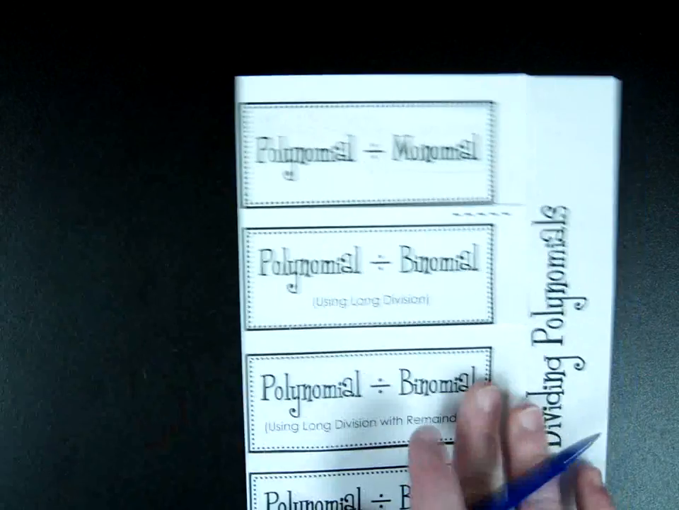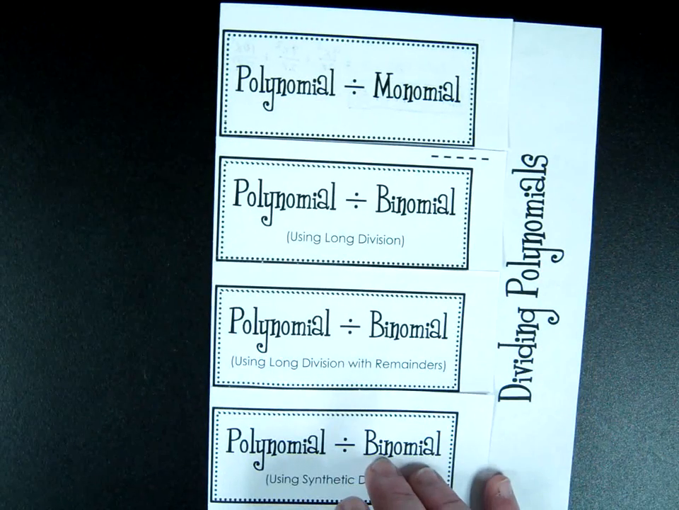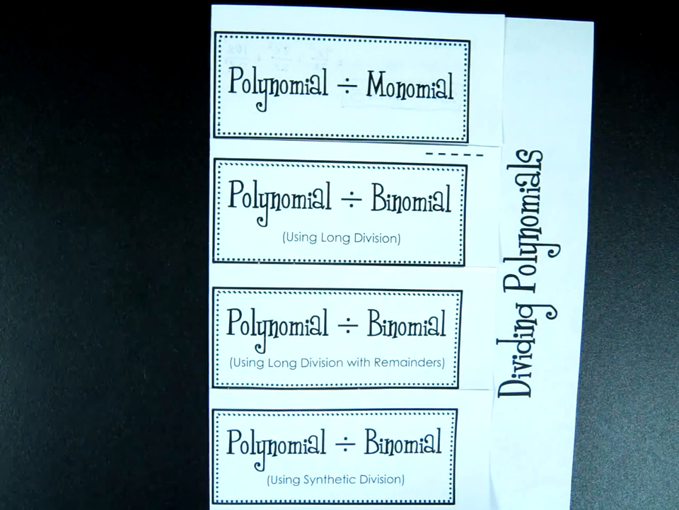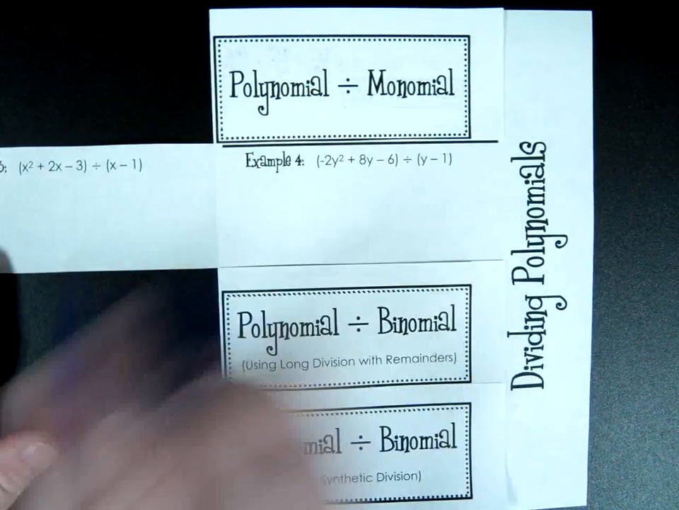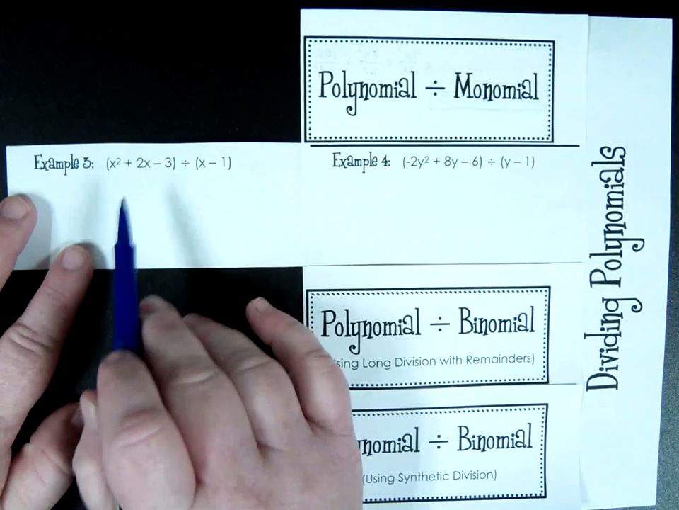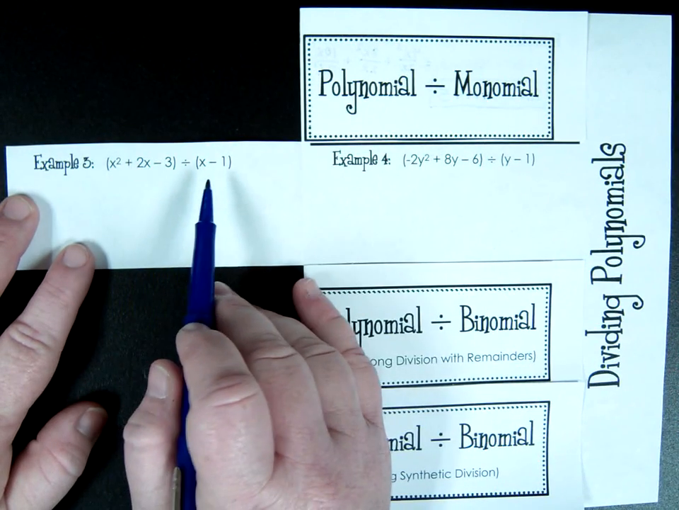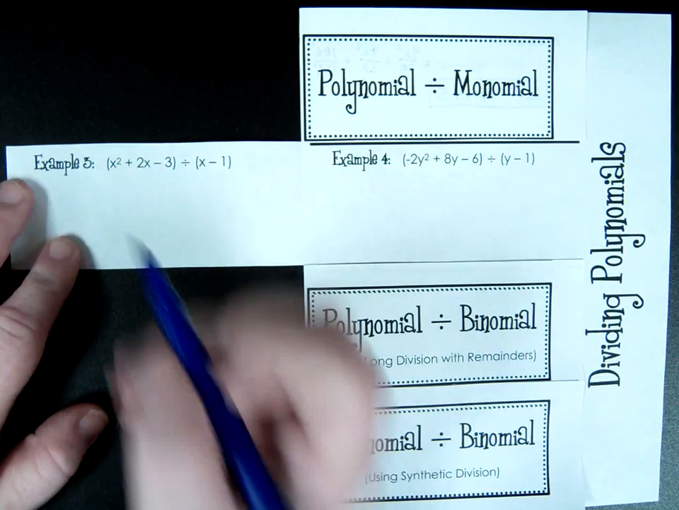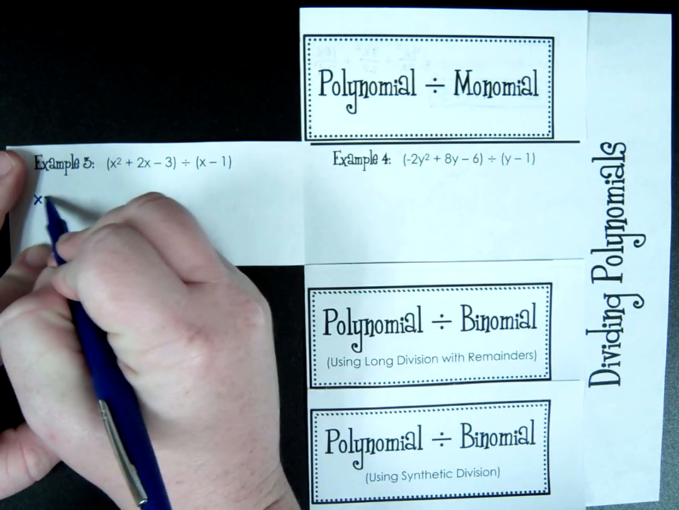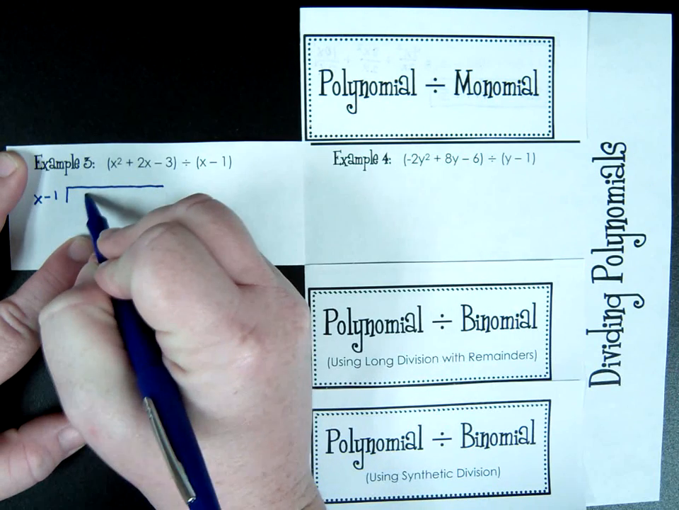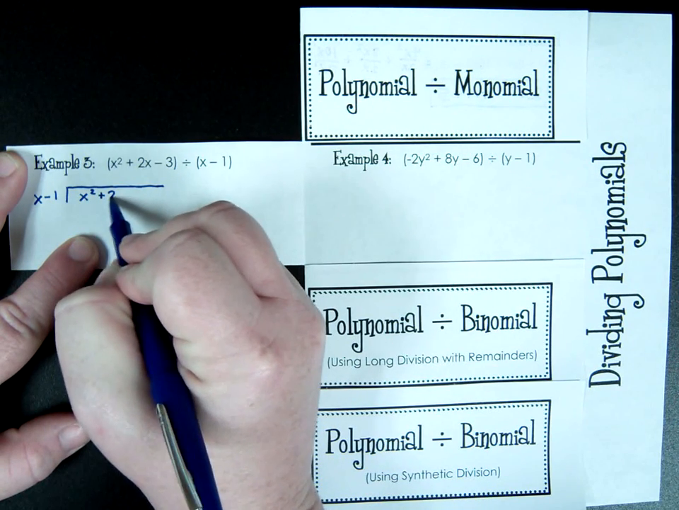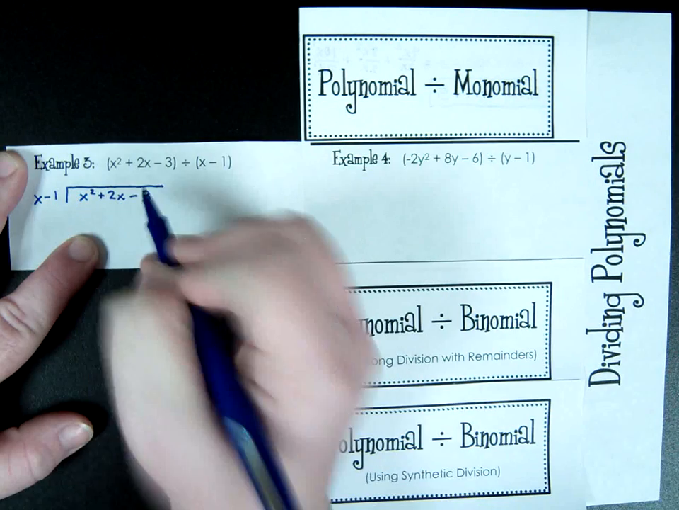Alright, so now let's look at dividing a polynomial by a binomial. And this time we're going to use long division, kind of like you did back in elementary school when you first learned to divide. That's what we're going to do here. So it says x squared plus 2x minus 3 divided by x minus 1. So we're going to take x minus 1 and put it on the outside, and then underneath my division bar is going to be x squared plus 2x minus 3.